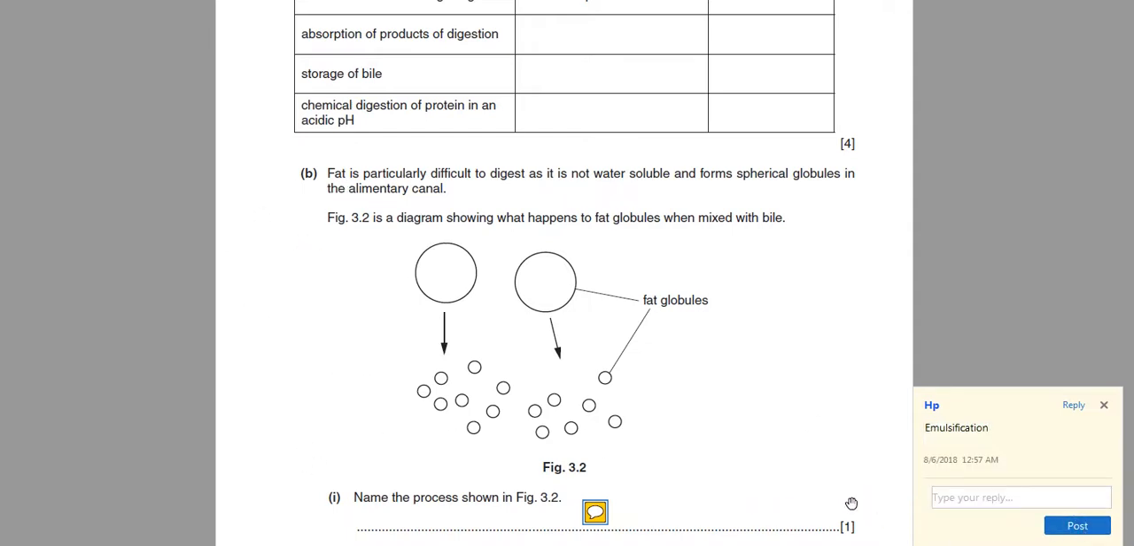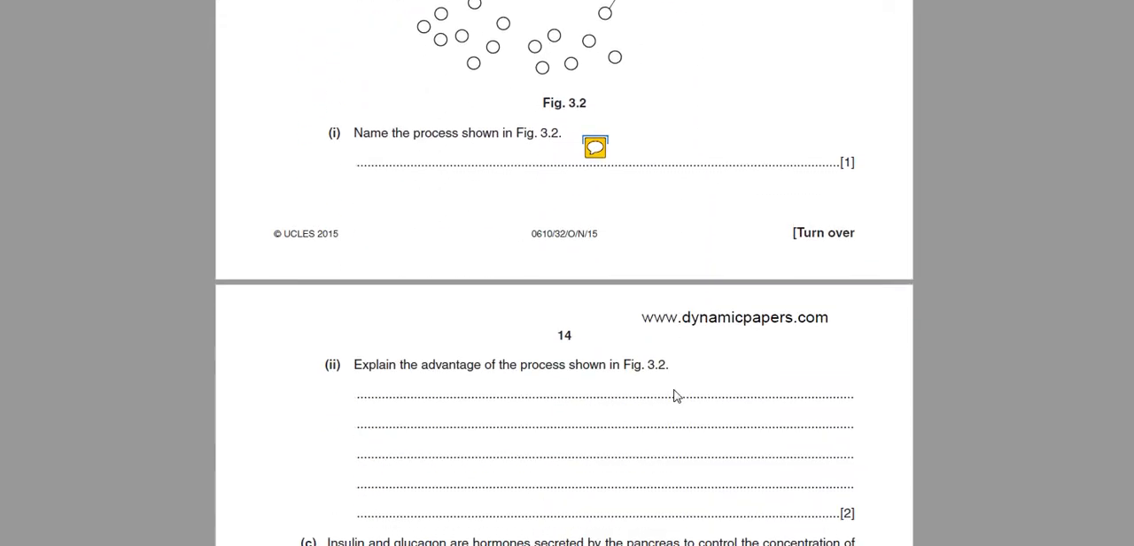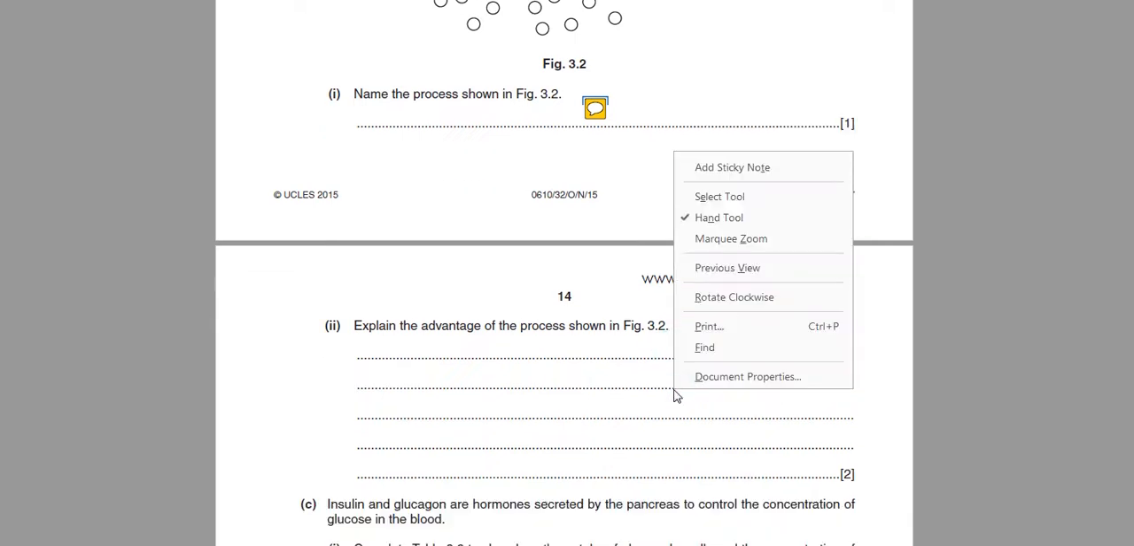So here I write emulsification for 1 mark. Okay, so this is my answer here, emulsification. And after that I move on to the next part. Okay, what is the next part?